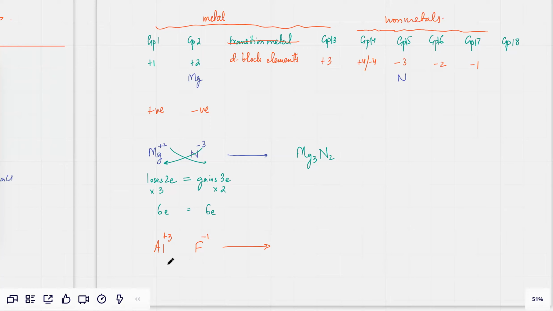There's going to be 1 Al. You don't have to write 1. I mean, even if you write it, there's nothing wrong with that. So you're right, it's Al and F3. Okay. So is this clear?